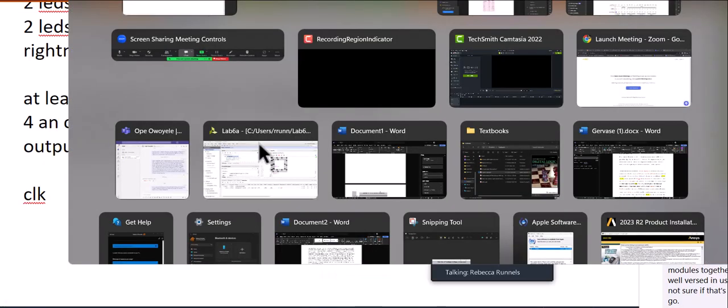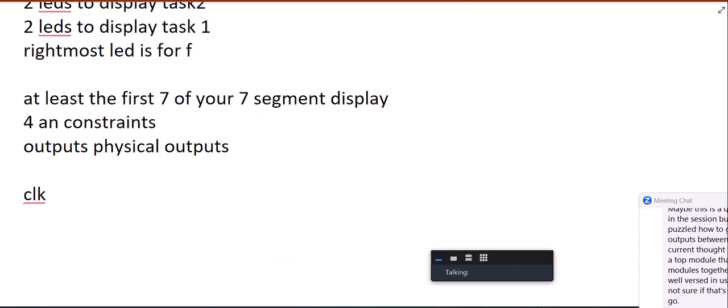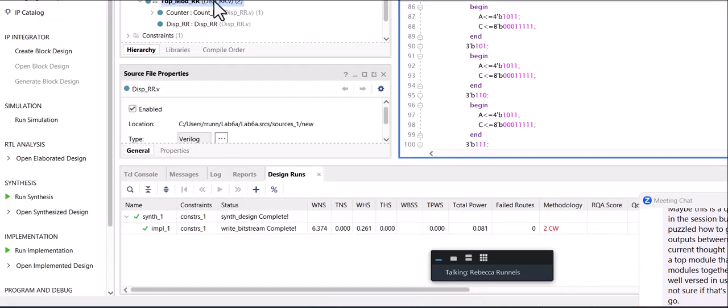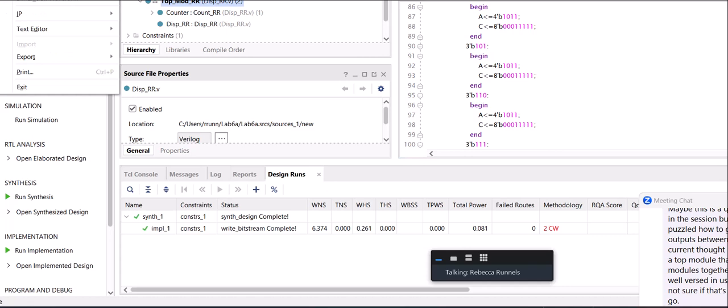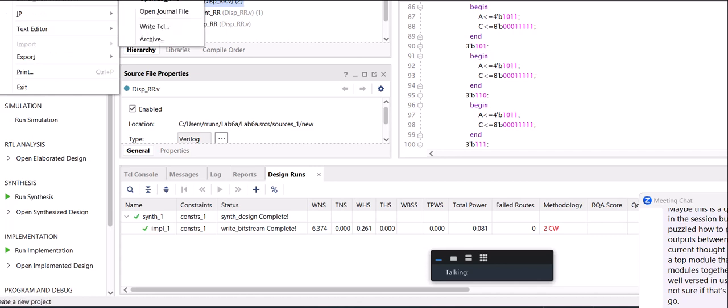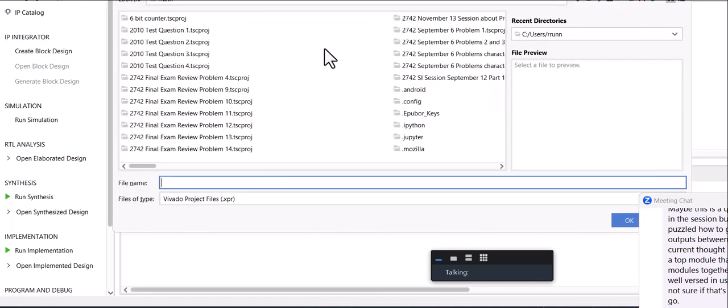Did Vivado crash on my computer? Yeah, it did. I hope it's saved. Oh, please have saved. Let's see.